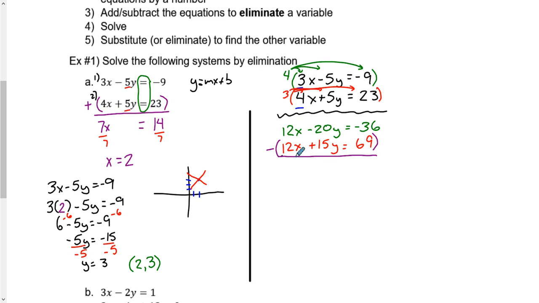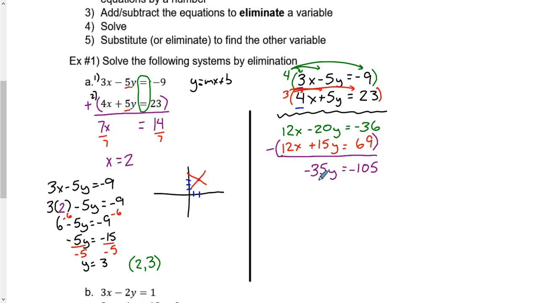I can take my 12x and subtract 12x. Well, that's 0 x's. I don't have any x's to write. My negative 20y subtracting my 15y will be a negative 35y. And a negative 36 subtracting 69 will be a negative 105.